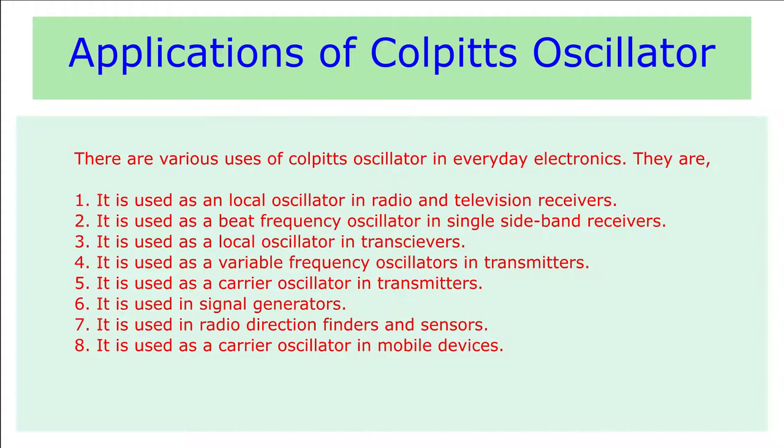Applications of Colpitts oscillator. 1. It is used as an oscillator in radio receivers. 2. It is used as a beat frequency oscillator in single sideband receivers. 3. It is used as a local oscillator in transceivers. 4. It is used as a carrier oscillator in transmitters. 5. It is used in signal generators. 6. It is used in radio direction finders and sensors.